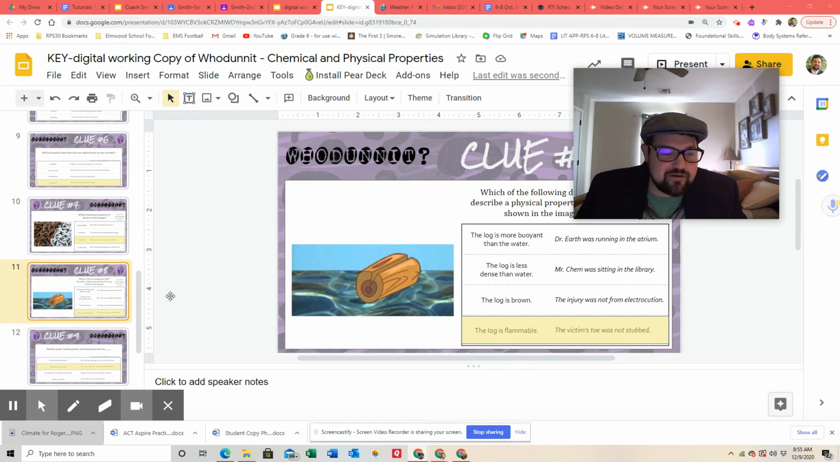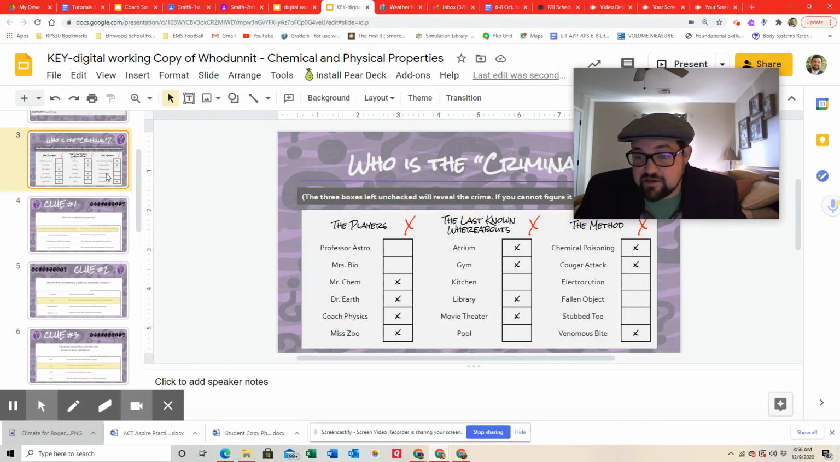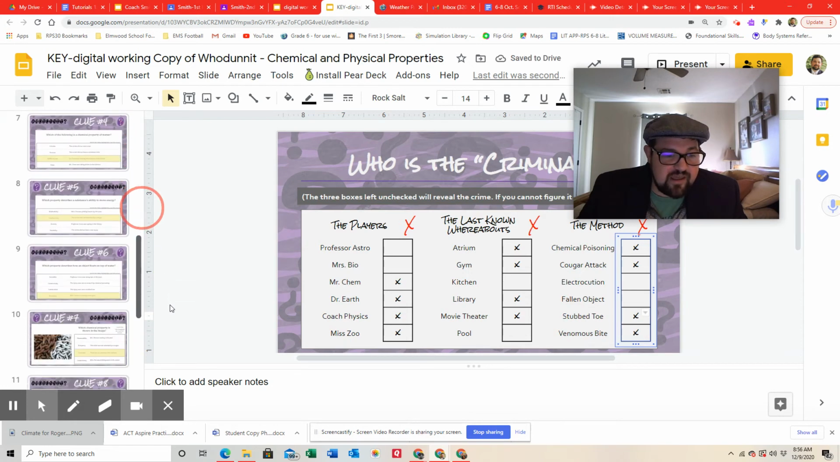So the victim's toe was not stubbed. I've never heard of someone dying from a stubbed toe anyway. Of course, I guess there's possibilities of infection, but bam, we know that was not that person there.